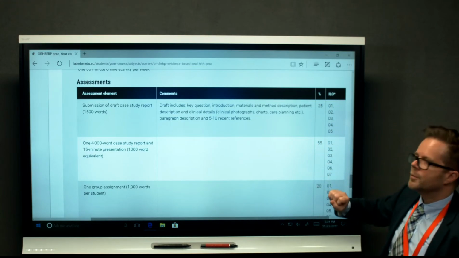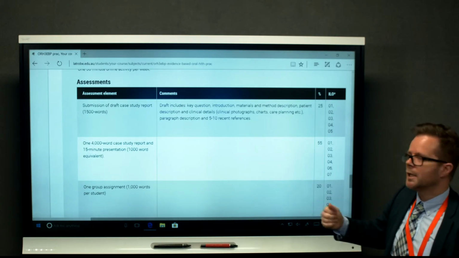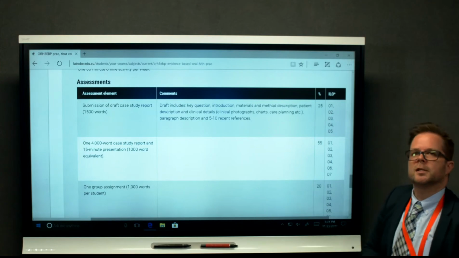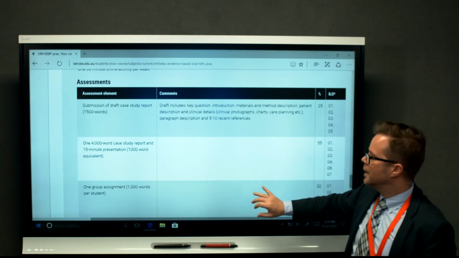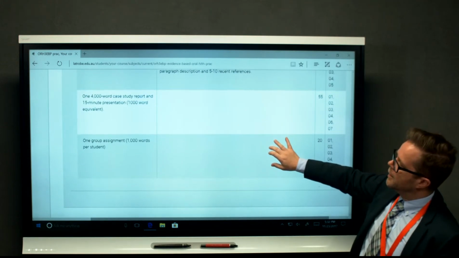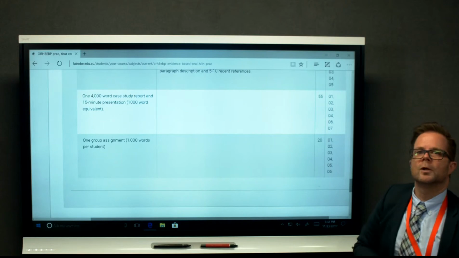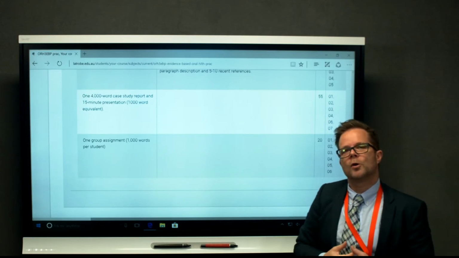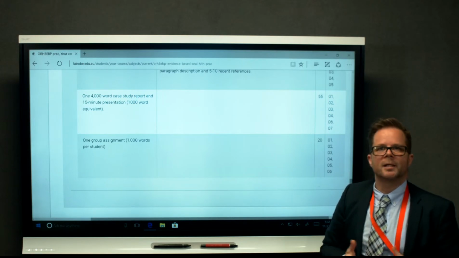So that's probably the substantial part of your assessment. 55% is the actual report and the case presentation, and 25% of the grade or mark will be associated with your draft. The other assessment piece is a group assignment, and this is worth 20% overall. This is where you will work in groups of 4 or 5 students on a Wikipedia site.